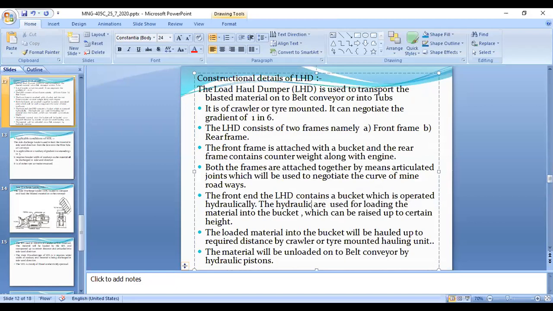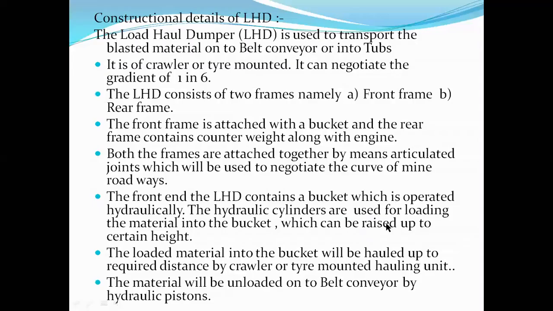The hydraulic cylinders are used for loading the material to the bucket, because using hydraulic cylinders only the material can be loaded and raised up to a certain height. Next, the material loaded into the bucket will be hauled up to a required distance by a crawler or tire mounted hauling unit.